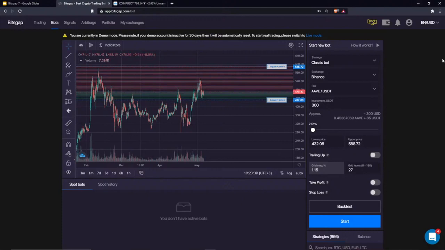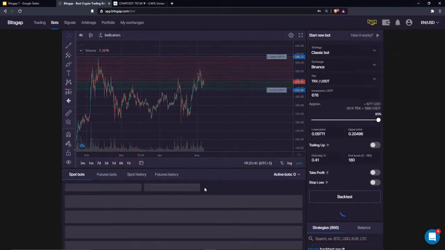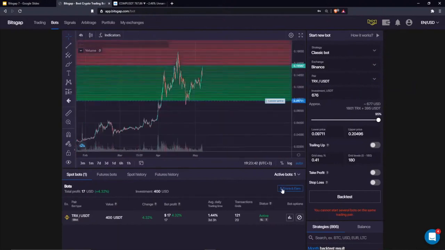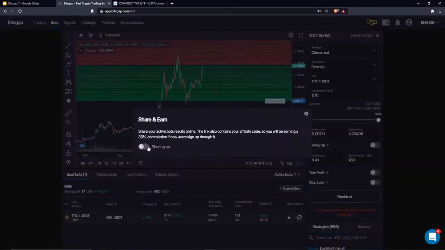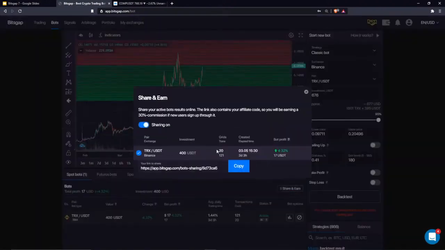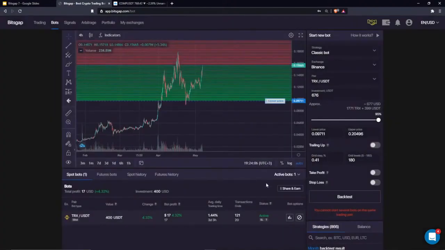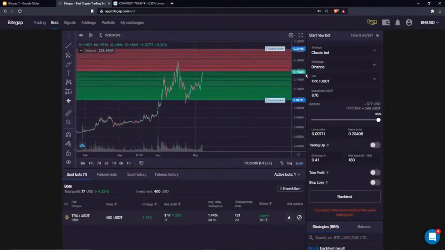By the way, you can do this by just clicking here, share and earn. You can actually share the exact configuration that you currently have with the rest of us. And by the way, it's a referral link at the same time, which is another tip for you guys. You can not only share your results, but you can also bring your peers to the platform. So anyway, that's a cool feature.